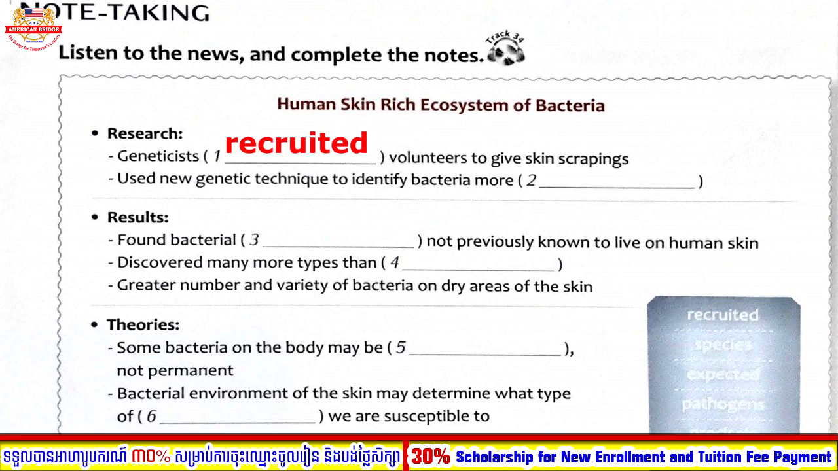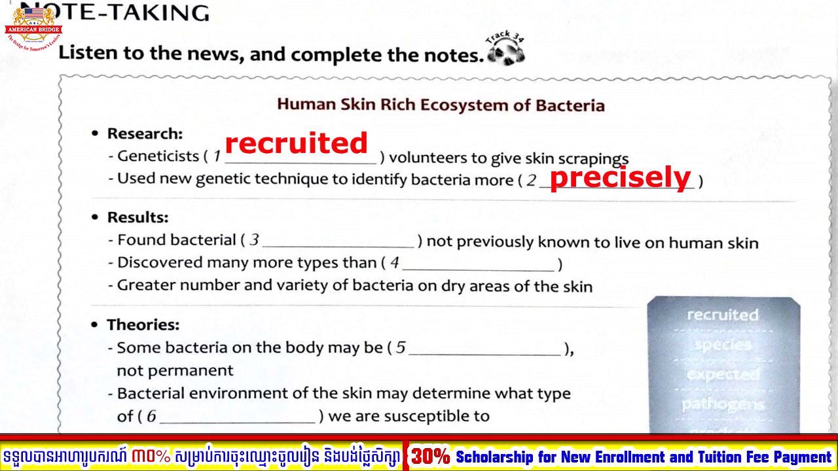in order for them to process their research. Alright, and next, use new genetic technique to identify bacteria more... Alright, more what, everyone? Number 2. So number 2, the answer is, very good, precisely. Use new genetic technique to identify bacteria more precisely. Alright, look at the result.